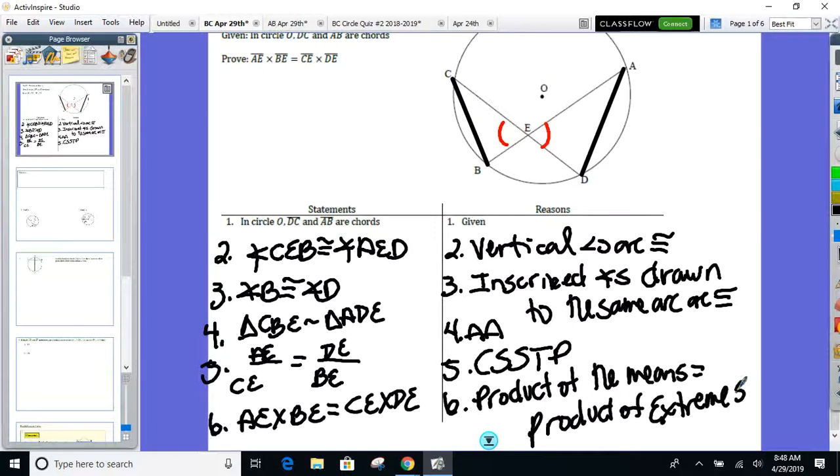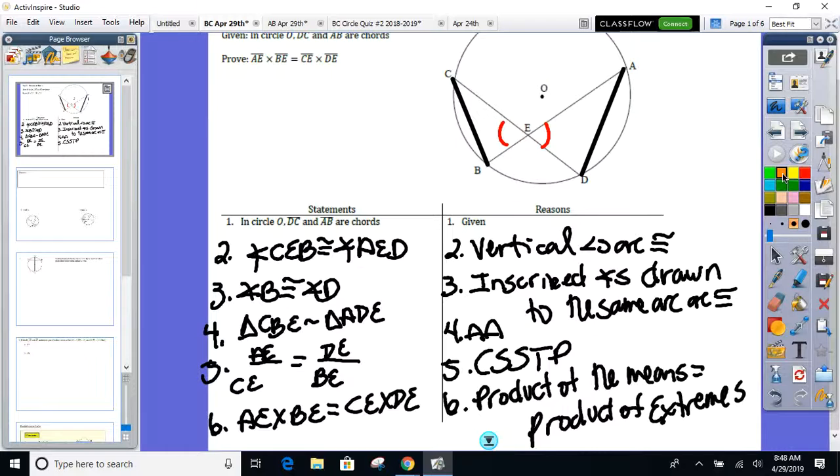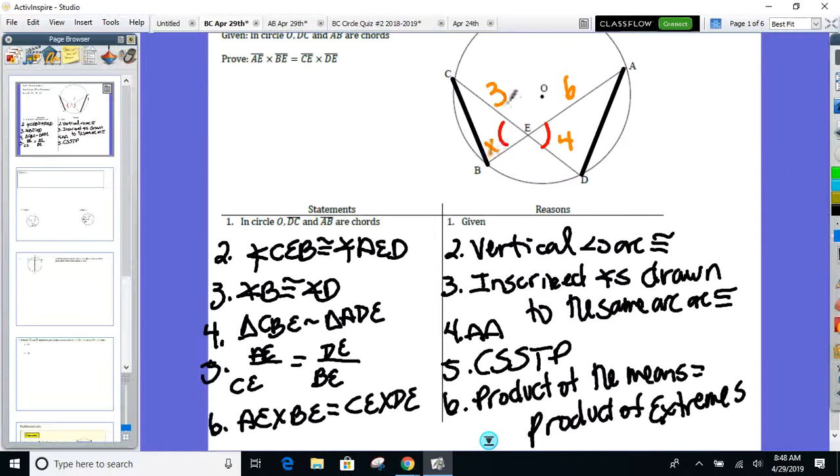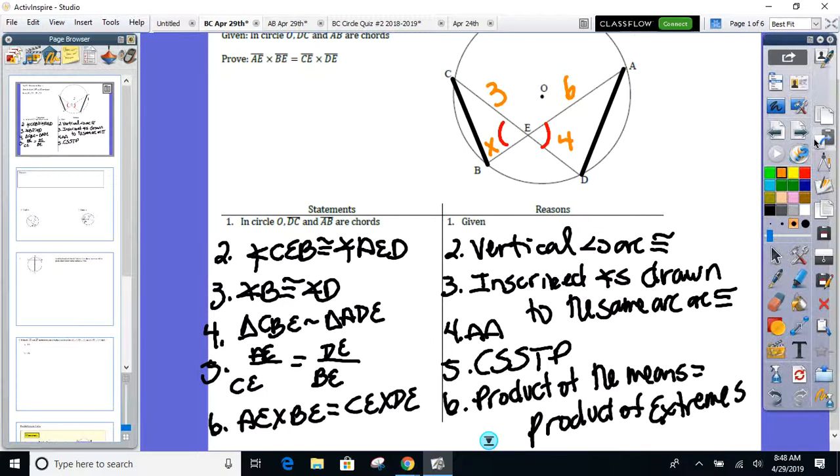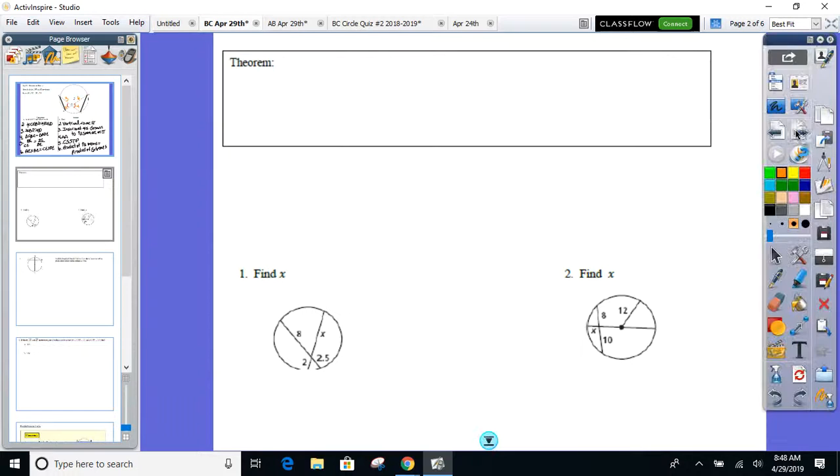Is if you have two intersecting chords, and don't write this on yours, I got a ton of examples coming up, but if I put 3 and 4, 6, and X, you'll be able to find X. What theorem did we just prove? 3 times 4 is going to be equal to 6 times X, and now I have an equation I can solve. There's not really a good theorem with words to put in, so I'm not going to put one in, but we're going to dive right into it.